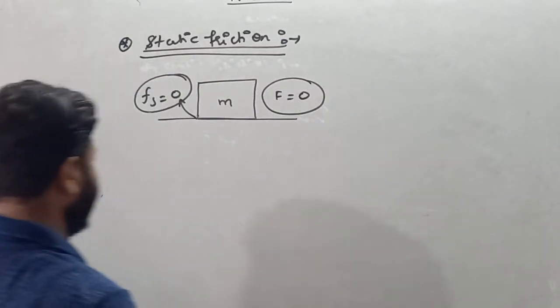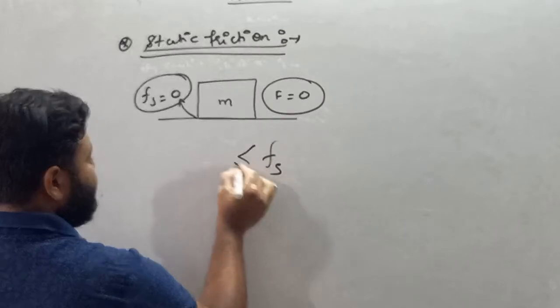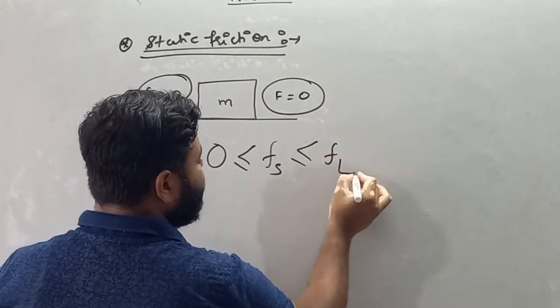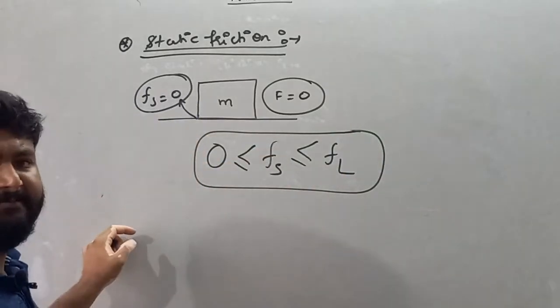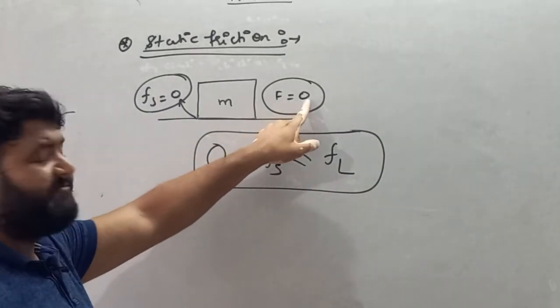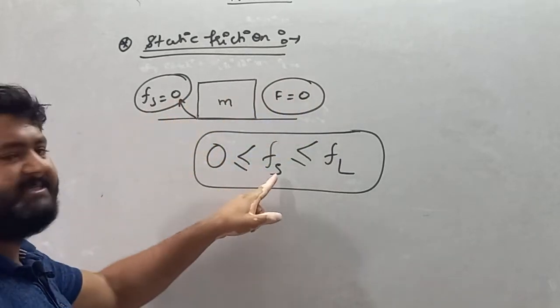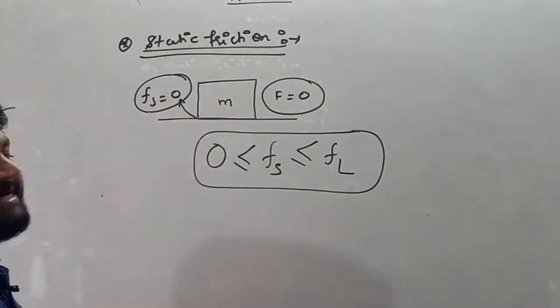So see, my dear student, the value of static friction is greater than or equal to 0 and less than or equal to limiting friction. This inequality equation is very important, my dear student. See, if the applied force is 0, then the value of static friction is 0.